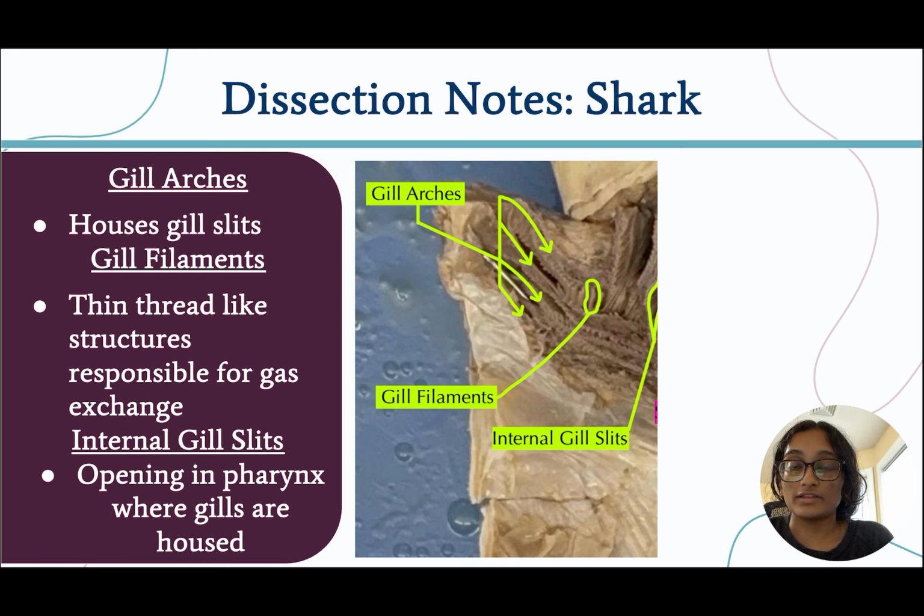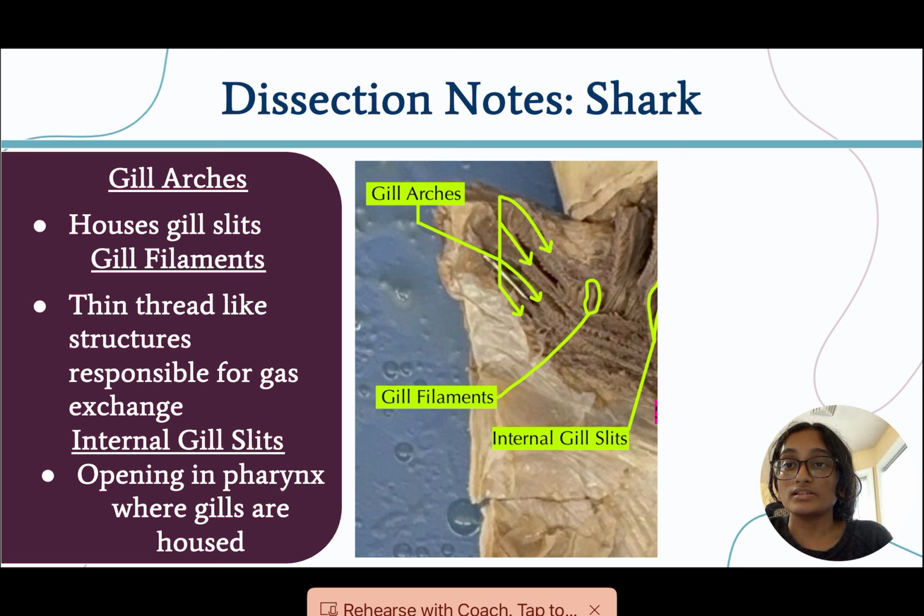The first part I would like to talk about is the gill arches. These gill arches, which are basically rows housing gills, are where gill slits occur. And these rows contain little thread-like filaments called gill filaments. These are thin, thread-like structures responsible for gas exchange. We also have our internal gill slits, which are basically an opening in the pharynx where the gills are housed.